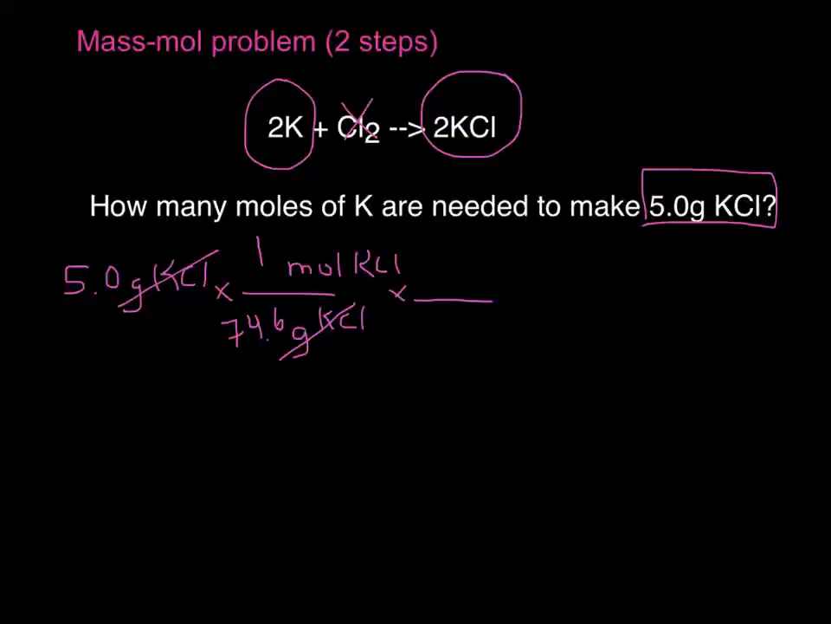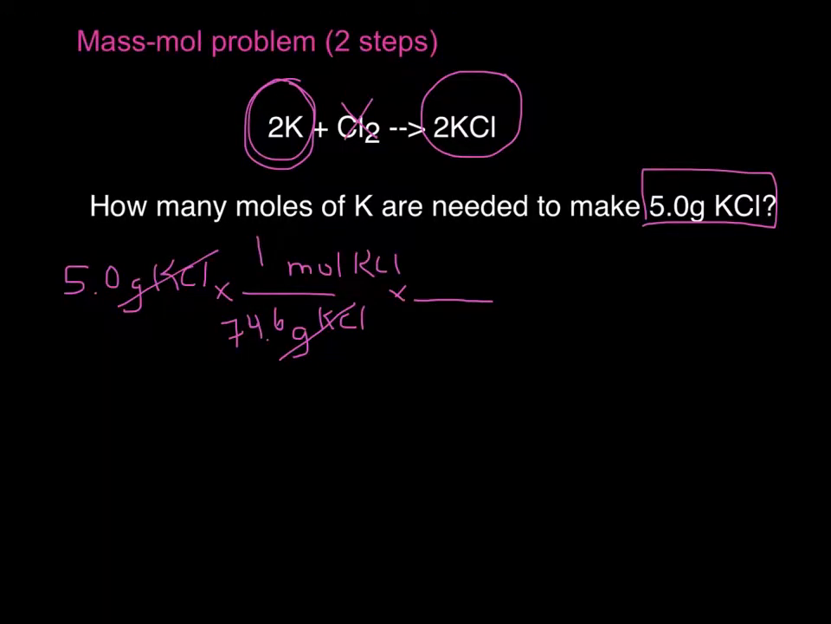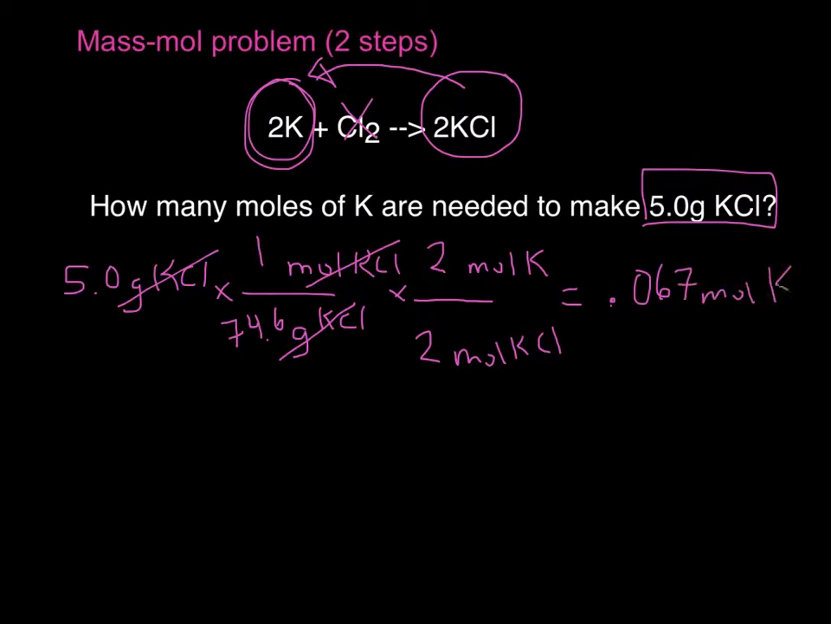Now I don't want potassium chloride anymore. I'm trying to get to potassium. So to cancel out moles of KCl, this is the step where I use the mole ratio. Moles over moles, this is where I can change species. I can go from potassium chloride to potassium. The coefficients in front of both of them happen to be 2. And now I can calculate it out. 5 times 1 divided by 74.6 times 2 divided by 2, and I get 0.067 moles of potassium. Stop the video, try one from your packet.